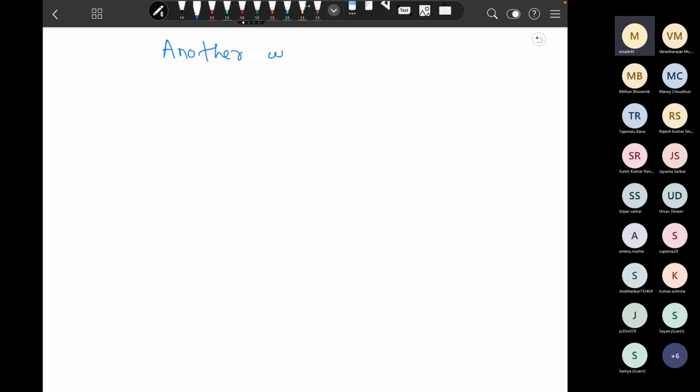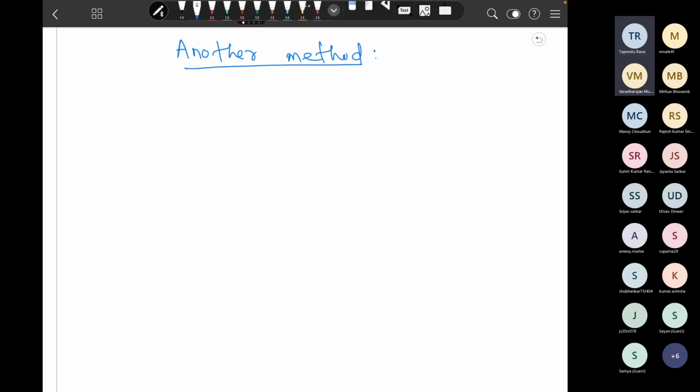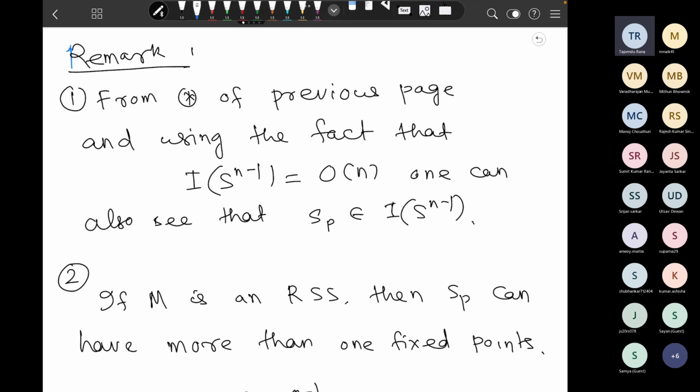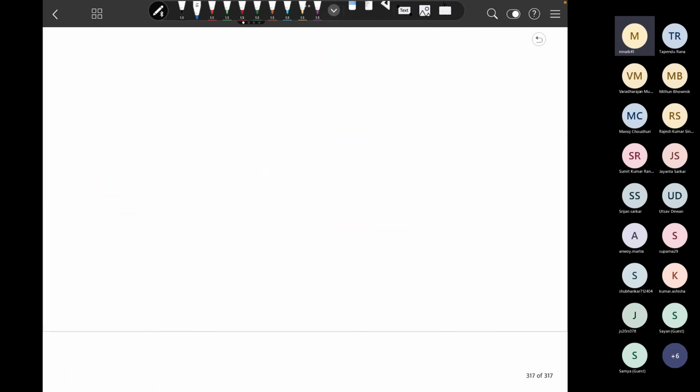For the compact case, we can see there can be examples of many fixed points, let's say for S^(n-1). For the non-compact case, is that possible? Will the fixed point be unique? I am not sure at this point, but I am guessing that it will be the case. I will tell you definitely.